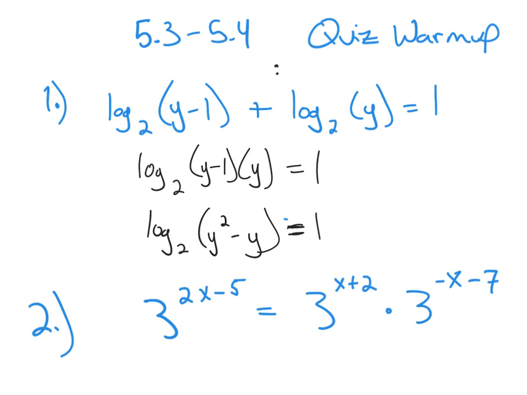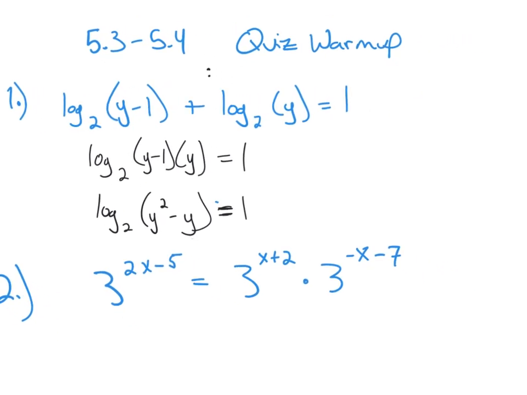Next, since you only have a logarithm on the left-hand side, the next step is to convert it to an exponential equation. So when we convert it, what would that look like? Good, so 2 to the first equals y squared minus y. Now 2 to the first is the same thing as just 2.